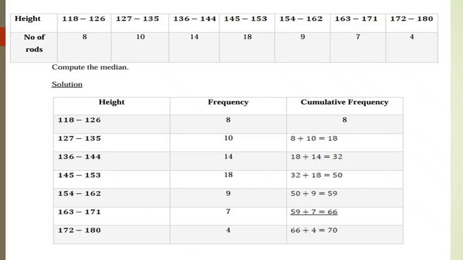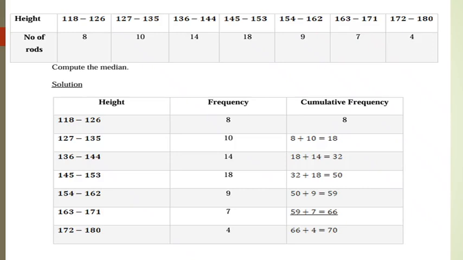We tabulate, we have our height, we have our frequency. Then for us to estimate our cumulative frequency, the frequency of the first row of observation is 8. To get the second cumulative frequency, it should be 8 plus 10, which will give us 18. Then to get the third cumulative frequency, it will be 18, which is our second cumulative frequency, plus the third frequency, which will give us 32.